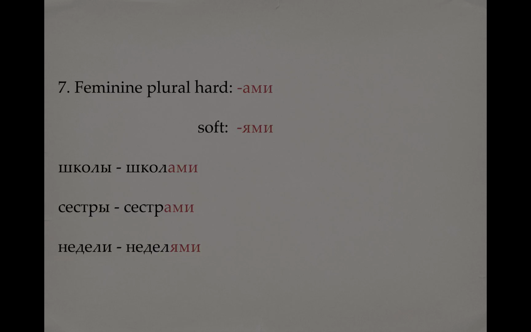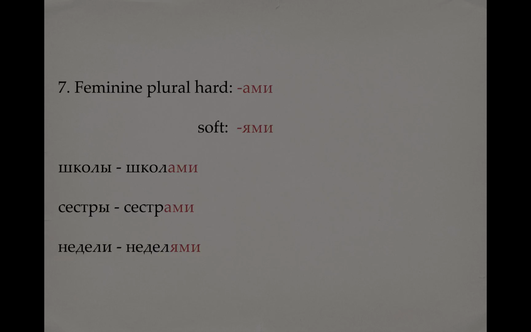And the second one, сёстры, sisters. First, it's a hard word. Yes, because the singular form is сестра. It's ending with a, so it's a hard word. So the ending would be ami, right? We remove the ending a, and we add ami. So сёстрами.